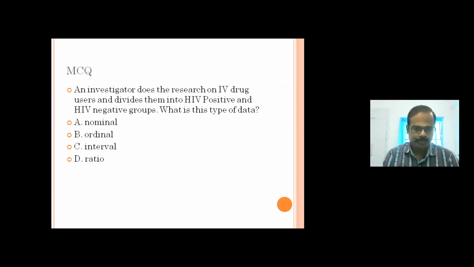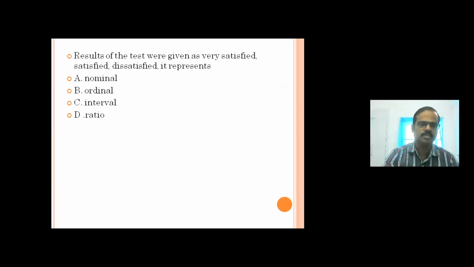Yes, sir. An investigator does research on IV drug users and divides them into HIV positive and HIV negative groups. What is the type of data? Nominal, sir. Yes, absolutely. You are just classifying into two groups, positive, negative. Yes, no. Black, white, gender, male, female. So just naming the groups. So that is called nominal. Good job, my dear students.